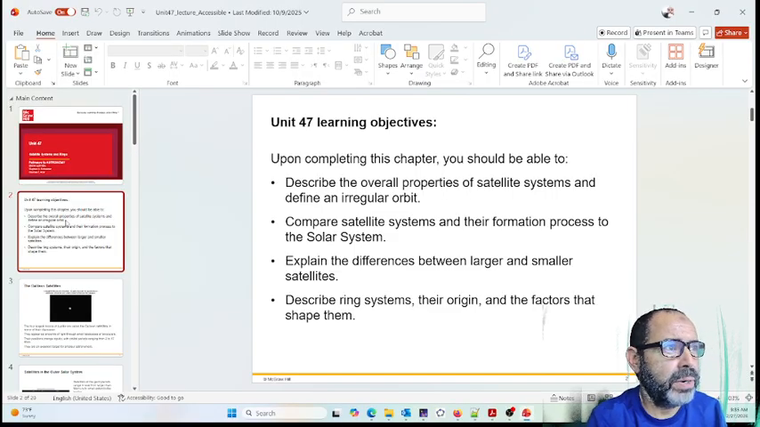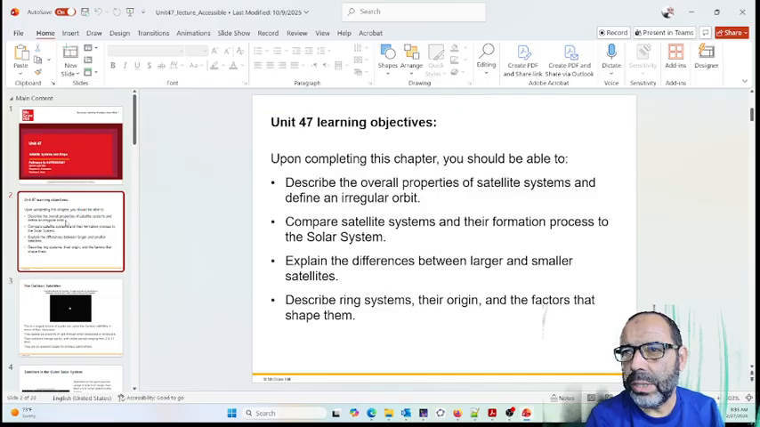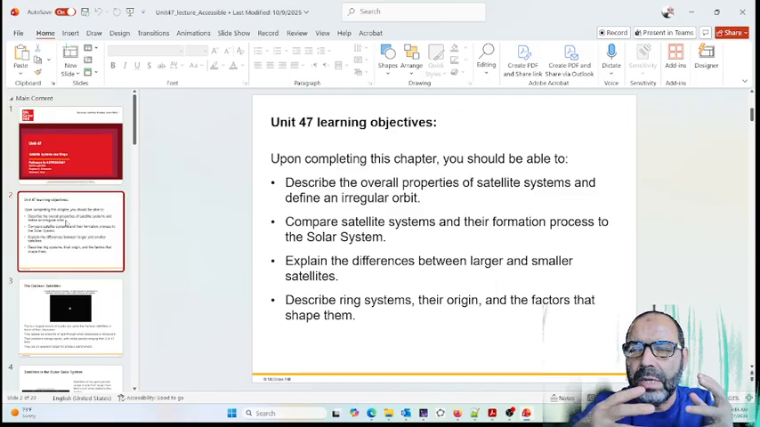And then compare satellite systems and their formation processes to the solar system. Explain the difference between large and smaller satellites. You will notice the biggest difference is their form. The big satellites, the big moons, are spherical in shape, and the smaller moons or the smaller satellites are irregular. They're potato-like shapes, basically, any shape that you can think of.